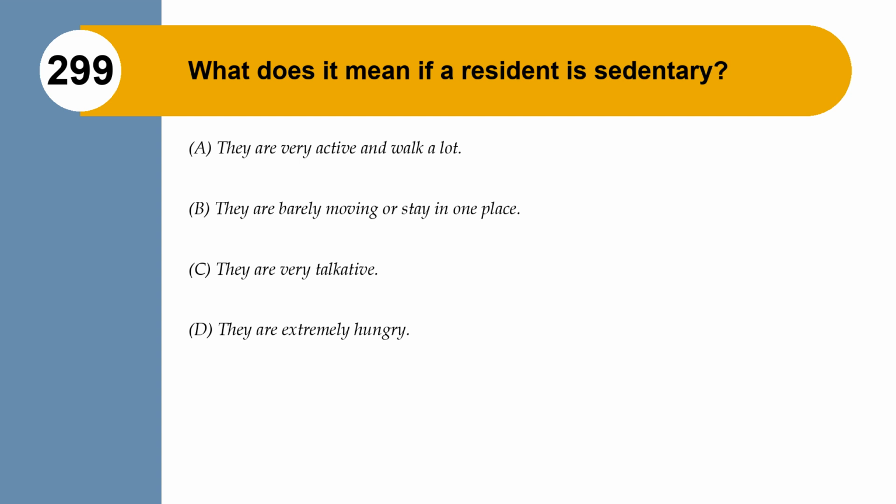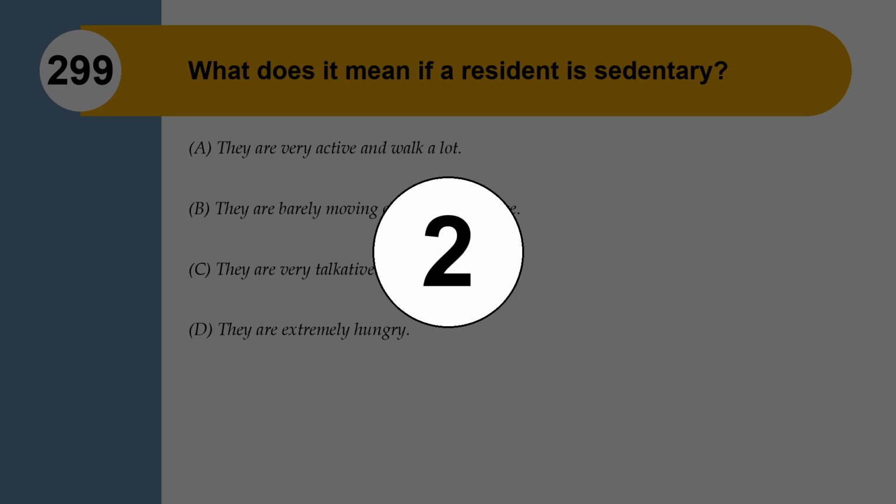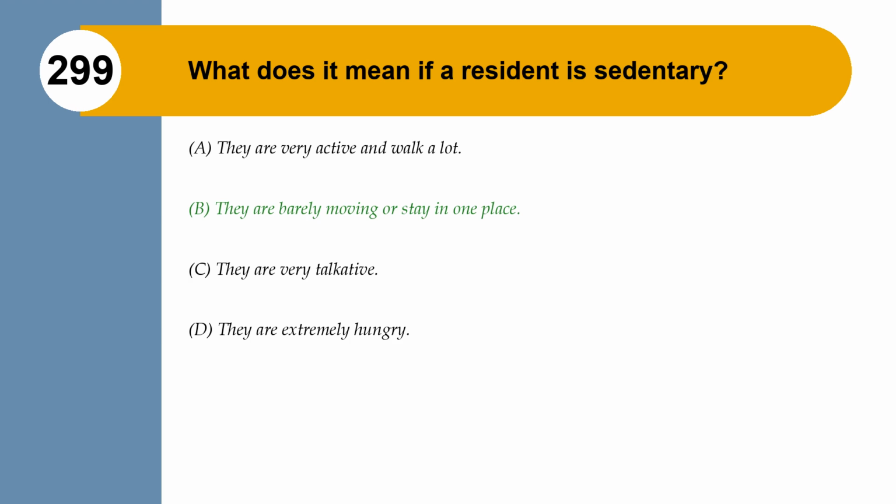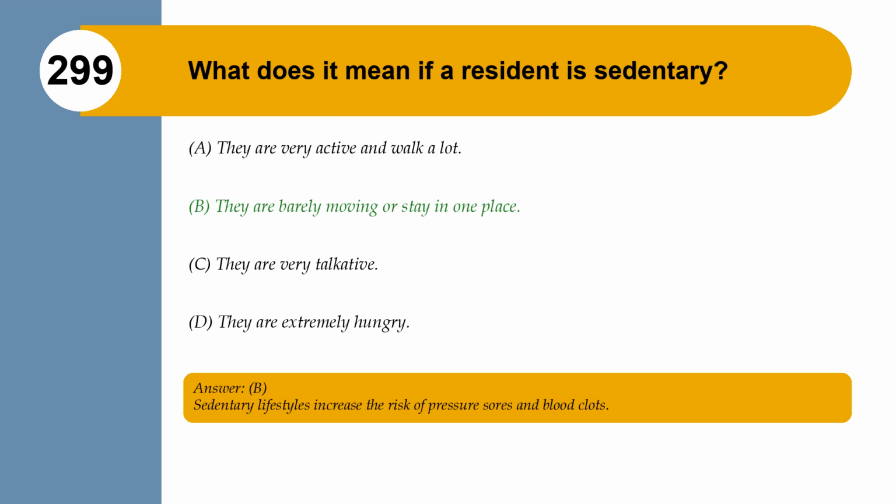Question 299. What does it mean if a resident is sedentary? Option A, they are very active and walk a lot. Option B, they are barely moving or stay in one place. Option C, they are very talkative. Option D, they are extremely hungry. The correct answer is option B. They are barely moving or stay in one place. Explanation. Sedentary lifestyles increase the risk of pressure sores and blood clots.